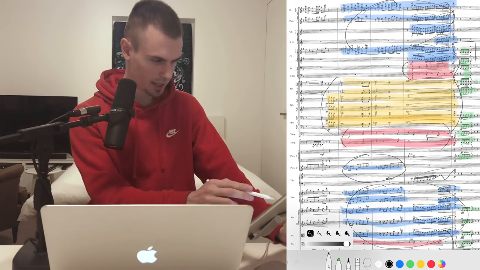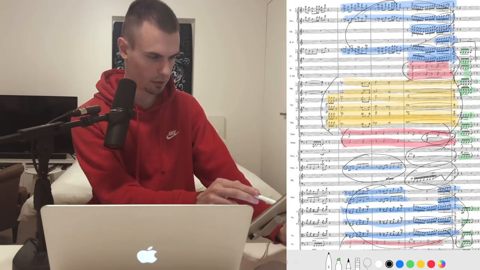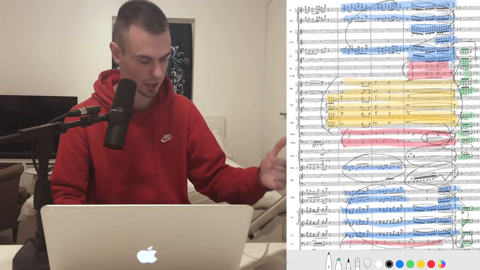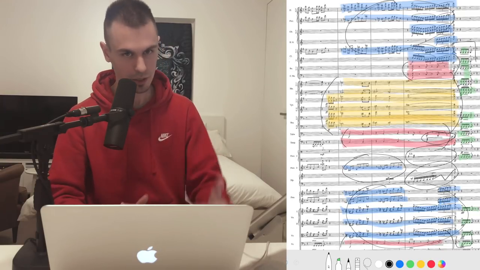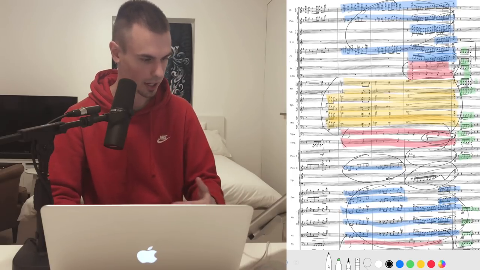And then we've got little things like this harp gliss and the percussion. I don't really consider that as a thing, like with everything else. It's sort of an extra additional orchestration choice made on top.